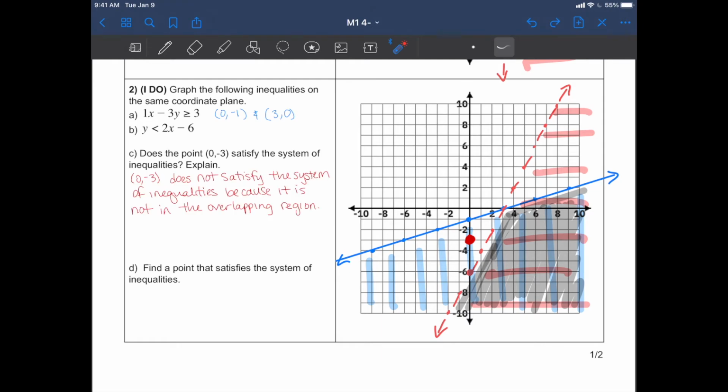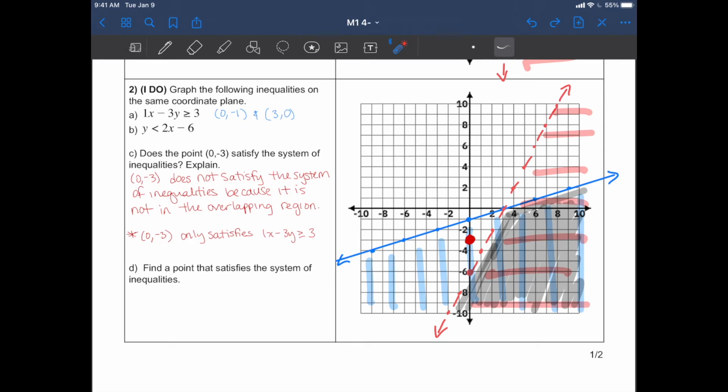So the way that we write that is 0, -3 does not satisfy the system of inequalities because it is not in the overlapping region. And you can be even more specific by saying it only satisfies the first inequality but not the second. It has to satisfy both to be a solution.